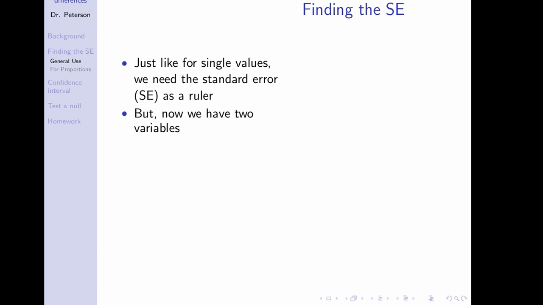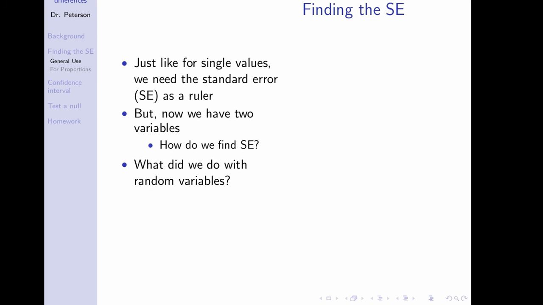But now that we have two variables, this gets a little bit more complicated. Specifically, we want to know how we find this standard error. Well, let's think back to the probability section and what we did with random variables. All we're doing here is the same as this equation here. We are taking the difference, which is x minus y, so our expected value is the expected value of x minus the expected value of y.